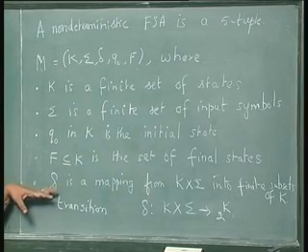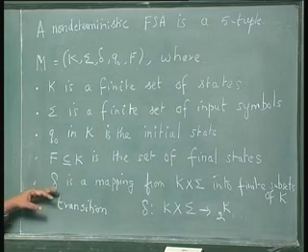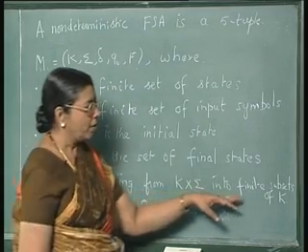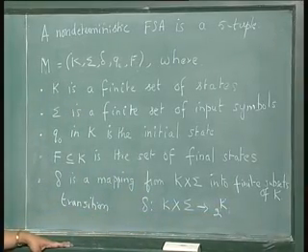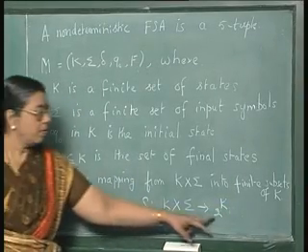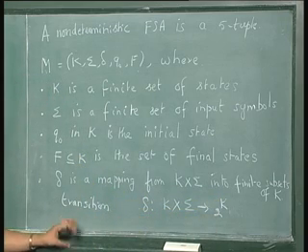In the deterministic model, it is from K cross Sigma into K, but now it is from K cross Sigma into finite subsets of K, and you denote it like this, K cross Sigma into 2 power K. This denotes all subsets of K. This is called the transition function.